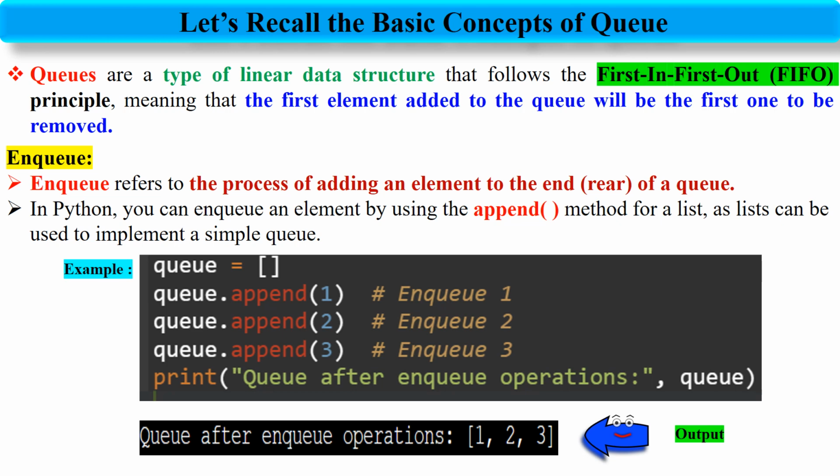Let's see an example. In this code, first queue is an empty list. After that we append the values 1, 2, 3, and print. When you run this code, it will display the output shown here. This output shows the queue after performing the enqueue operations, and you can see that the elements 1, 2, and 3 have been added to the queue in that order.